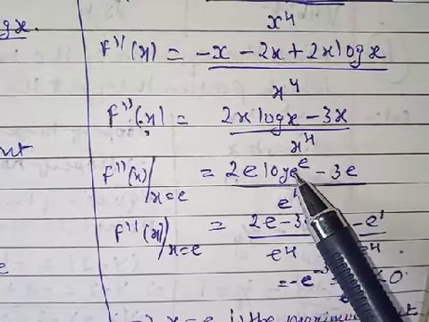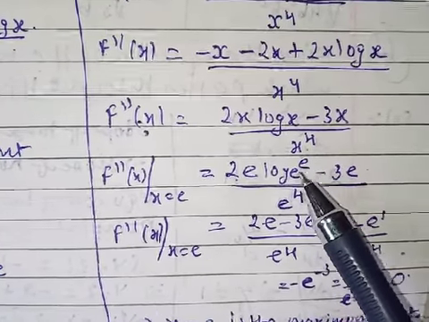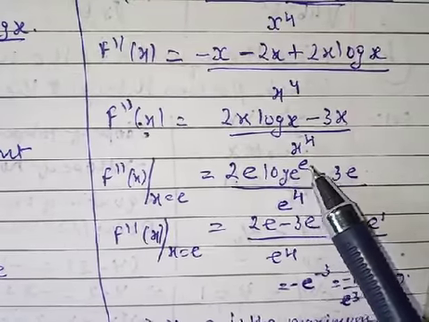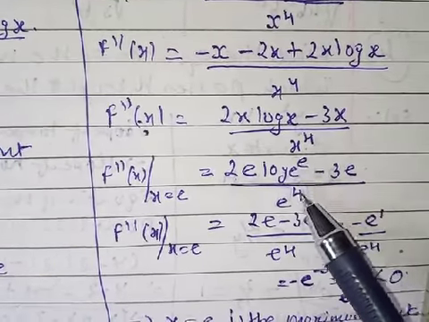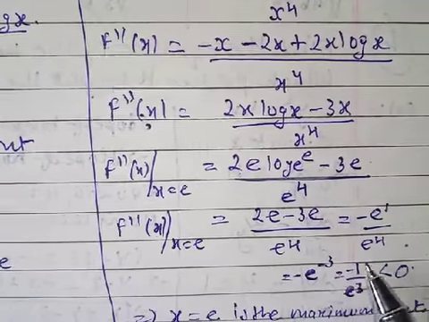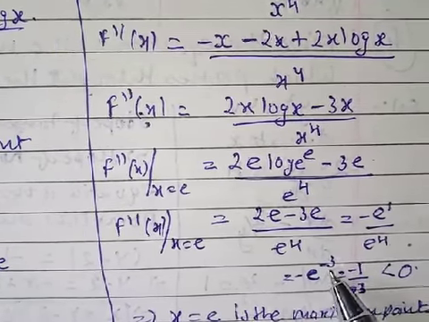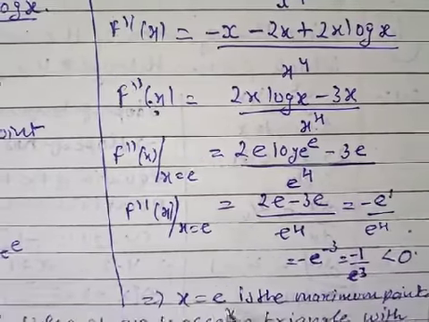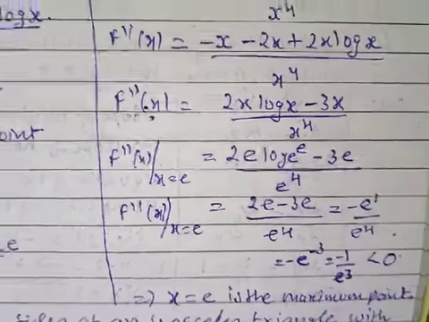So x is e, so log e, when the base and the argument are equal, this value is 1. So log e to the base e is 1. So this is minus e upon e to the power 4, so minus 1 upon e cubed, which is less than 0, so x equal to e is a maximum point.